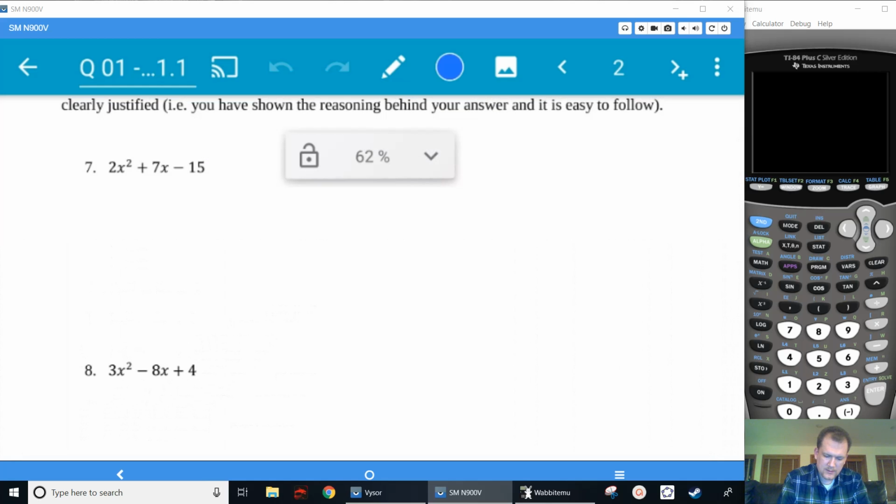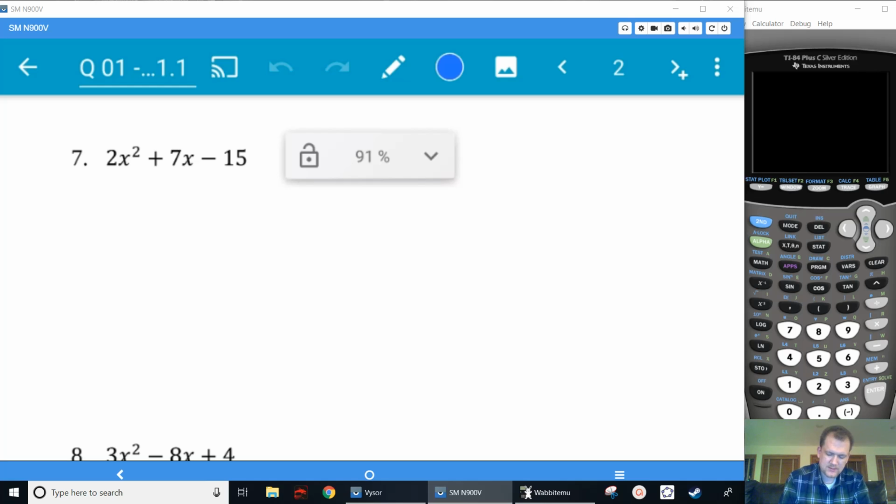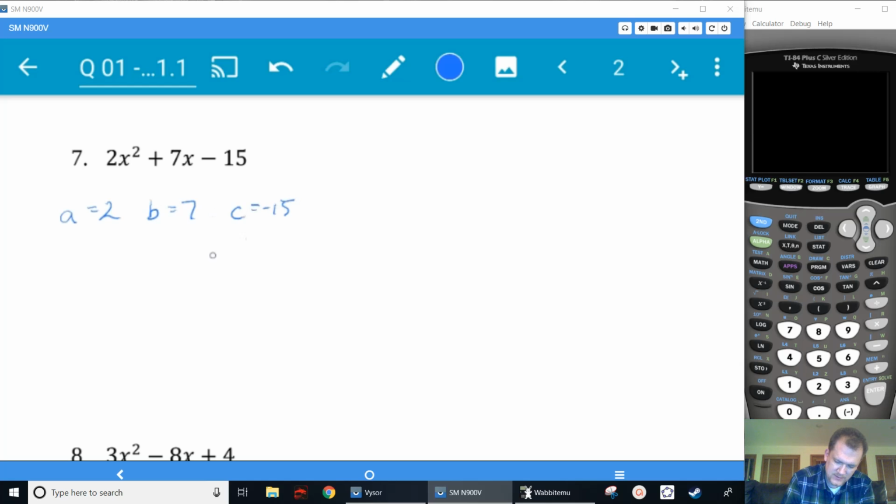And then these ones here are a little bit more complex because there's a little more analysis involved. You have to use the AC method here. So A is 2, B is 7, C is negative 15. So AC would be negative 30. So we're going to factor this in a bunch of different ways. That's the obvious one. 30 is divisible by 2. It's divisible by 3.